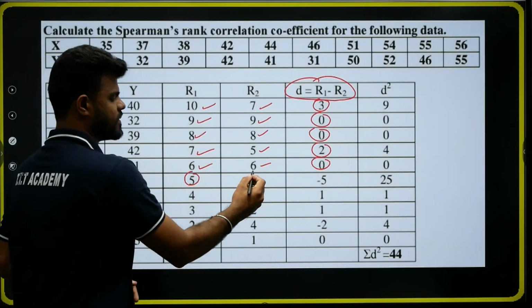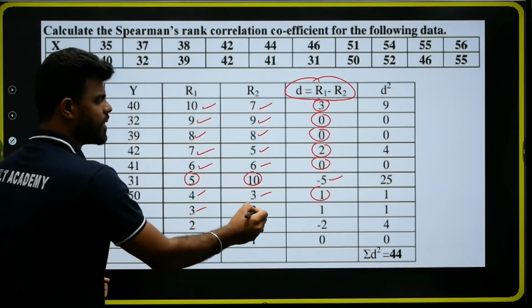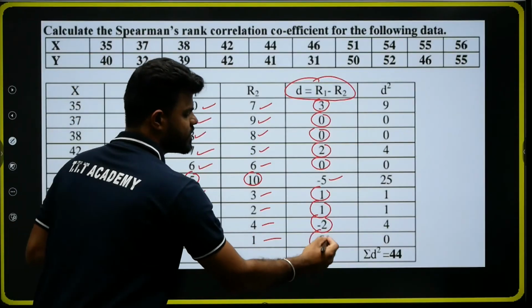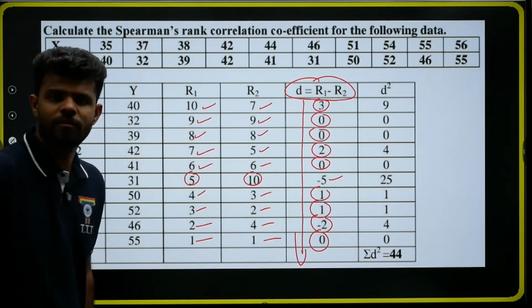So 5 minus 10, that is equal to minus 5. 4 minus 3, that is equal to 1. 3 minus 2, that is equal to 1. 2 minus 4, that is equal to minus 2. 1 minus 1, that is equal to 0. So that is how we should calculate d value.